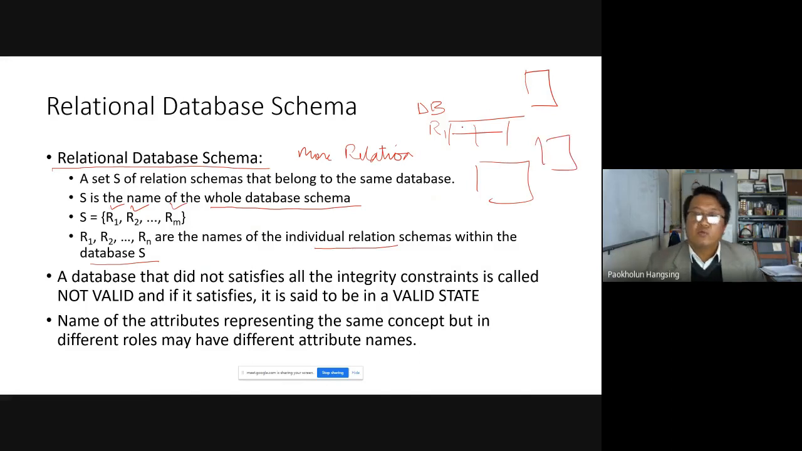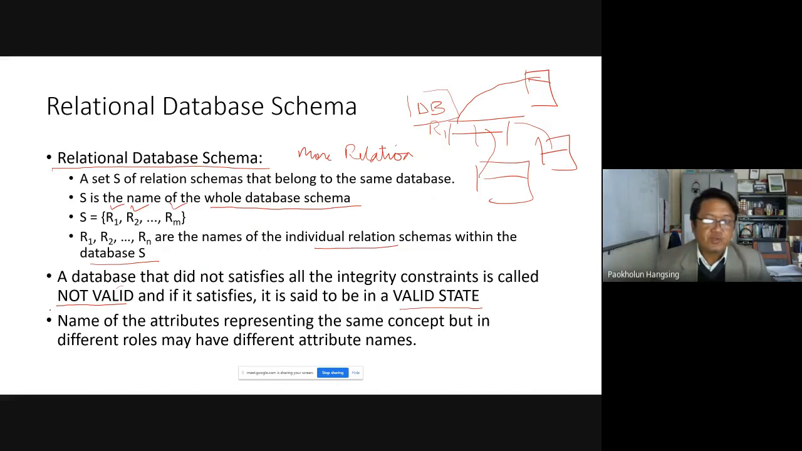And how are these going to function together when you have so many relations? All of these things will be linked together with the help of the key that we just defined. When these are linked together, they form a relational database schema. That is what we are trying to say here. A database that does not satisfy the integrity constraints is called not valid. If it satisfies them, then it is called a valid state.